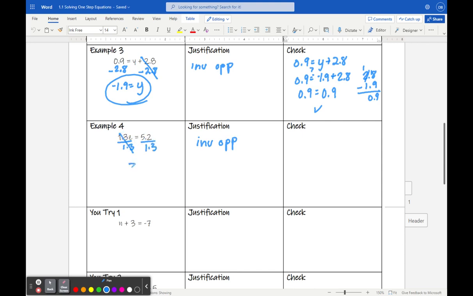That zeroes out to be z. 5 and 2 tenths divided by 1 and 3 tenths. That decimal is going to slide in both ways. So I have 52 divided by 13. Maybe not my best number to multiply for 13.